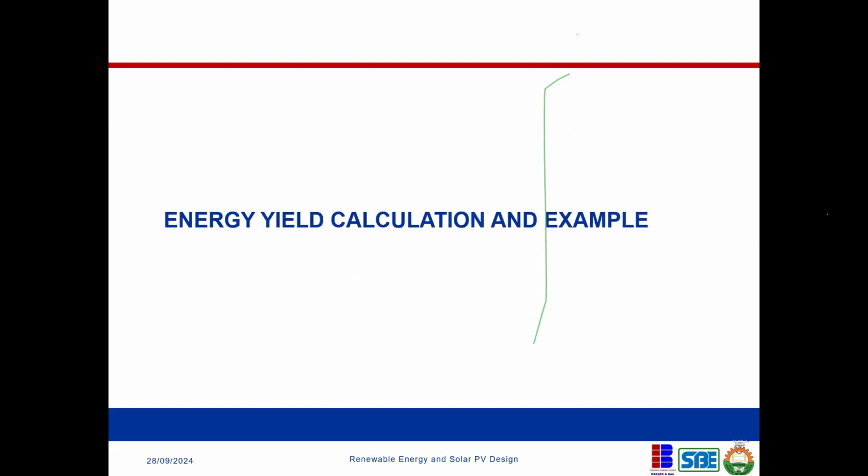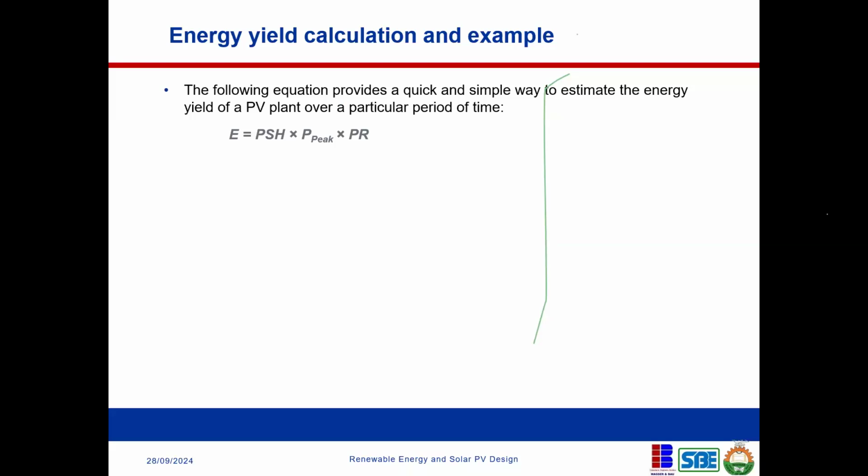So let's also look at an example of energy yield calculation. The following equation provides a quick and simple way to estimate the energy yield of a PV plant over a particular period of time. So energy yield, which is E, is equal to peak sun hour times kilowatt peak, because when you're doing your solar system, you always have this kilowatt peak. Of course, that's the way we classify our installation. We say maybe 100 kilowatt peak, 30 kilowatt peak. So that kilowatt peak is what is required, times your performance ratio.